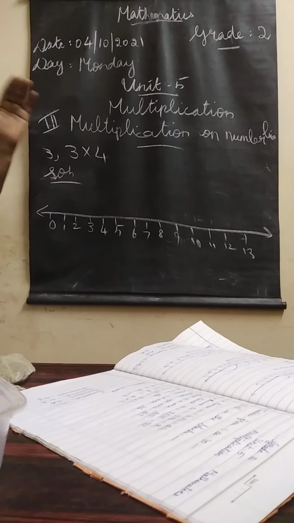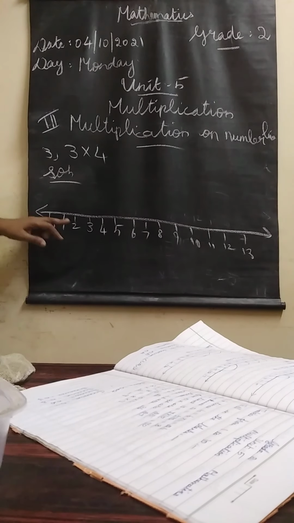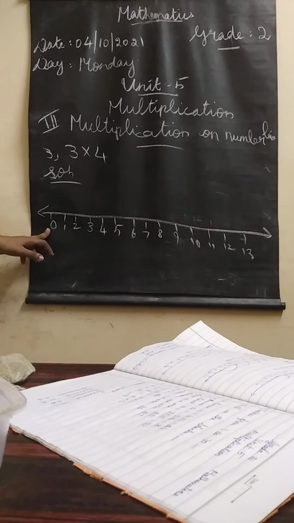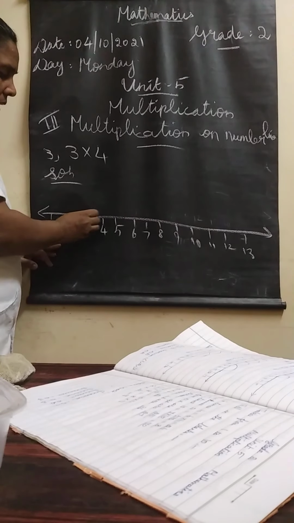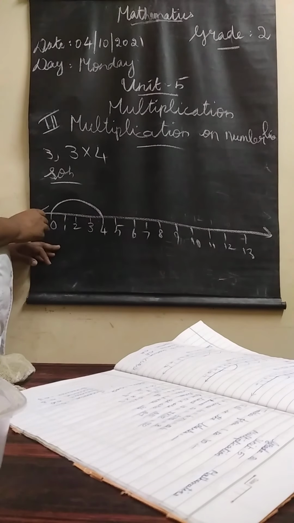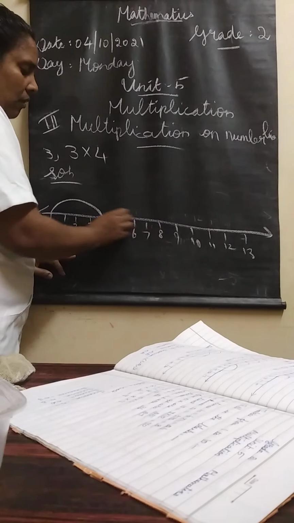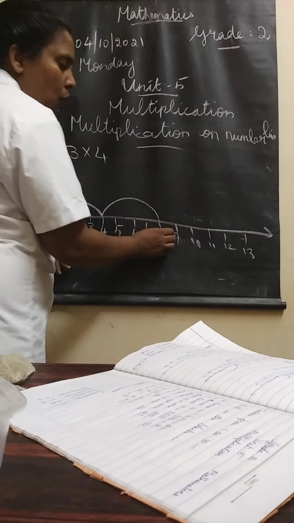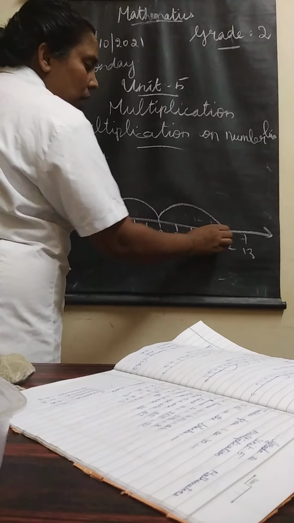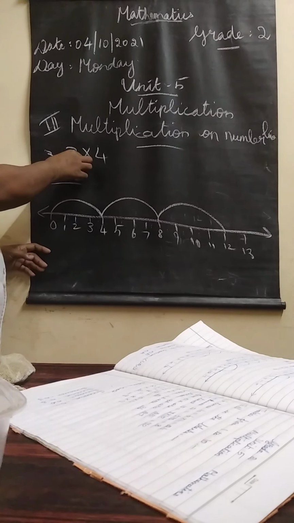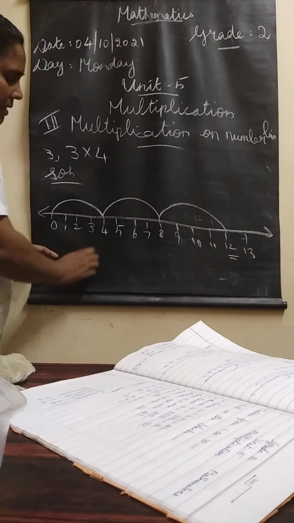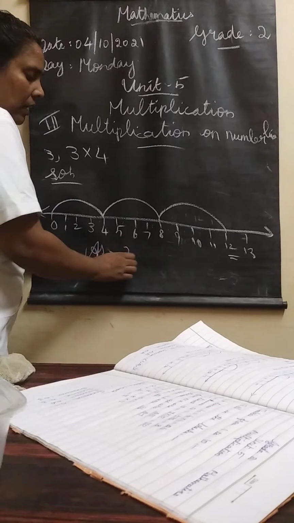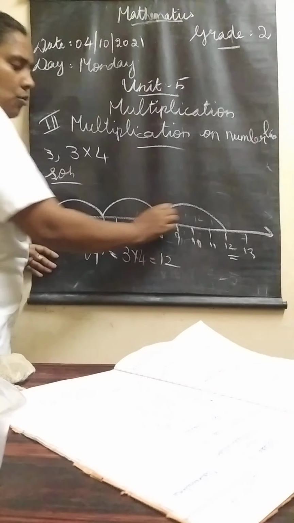Listen, when you draw the number line, you should start from 0. Don't start from 1. Okay? Start from 0. Now for the number 4, shall we count? 1, 2, 3, 4. So first curve up to 4. Next, 1, 2, 3, 4. Second curve. 1, 2, 3, 4. Third curve. See, 3 curves here we draw, but it ends at the number 12. So what is the answer? The answer is 3 into 4 equal to 12.